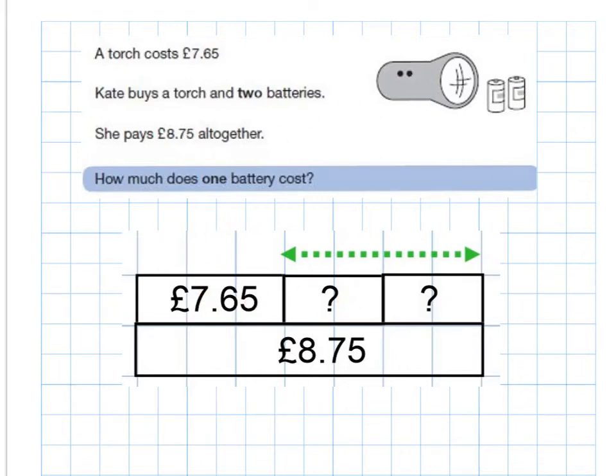Now you should be able to see from the bar model that I should be able to work out how much the two batteries cost by doing a calculation involving these two numbers. Once I've worked out what two batteries cost, I should then be able to split them to work out how much one battery costs. And this is where the bar can come in handy, because once we've got our answer in here and our answer in here, these three bars, because they're the same length as this one big bar on the bottom, they are worth the same. So my £7.65 plus my answer for here and my answer for here should add up to make £8.75.